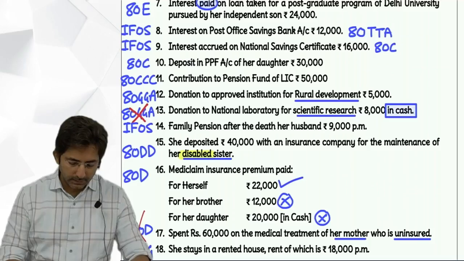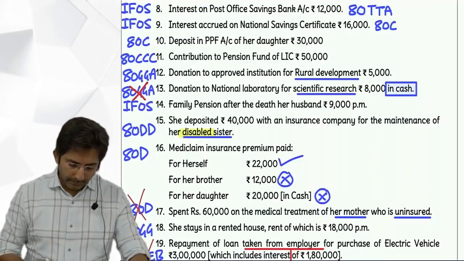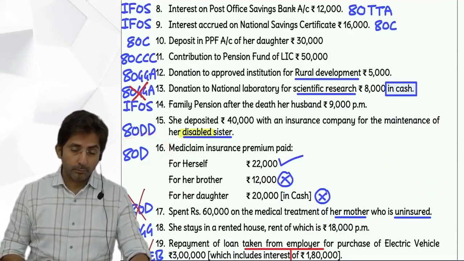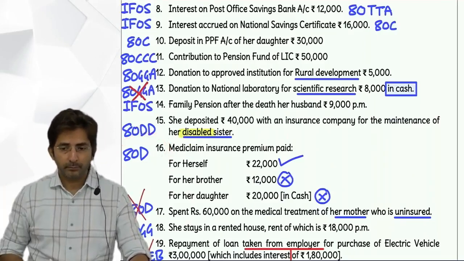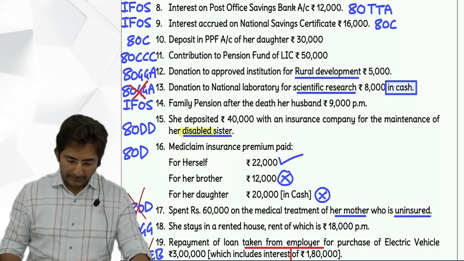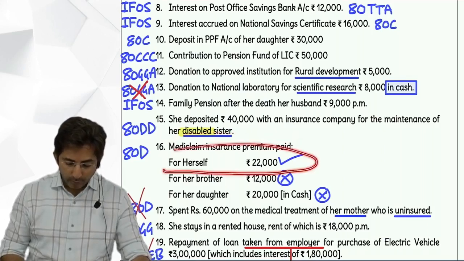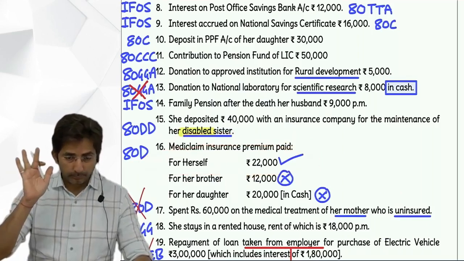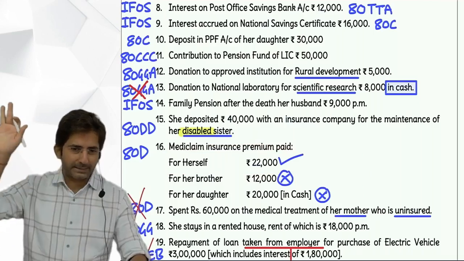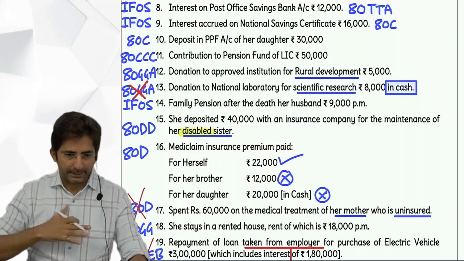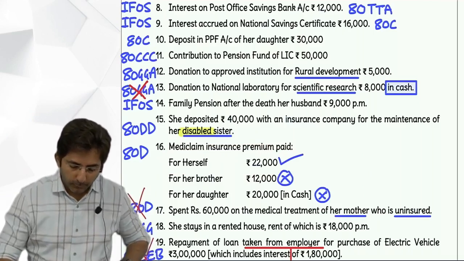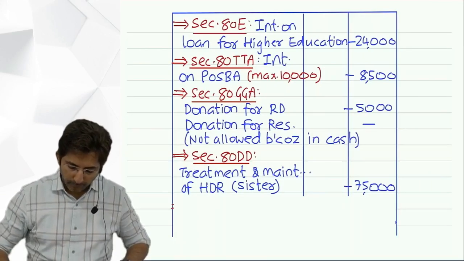Done this, next is 80D. Now for 80D you will have to make that whole format, although there are only a few items in the question. In fact only one thing is there, look, 22,000. You can do it directly also, but that you do in the exam. Right now, for my sake, you prepare the whole format.